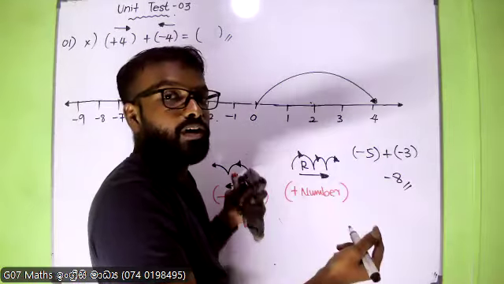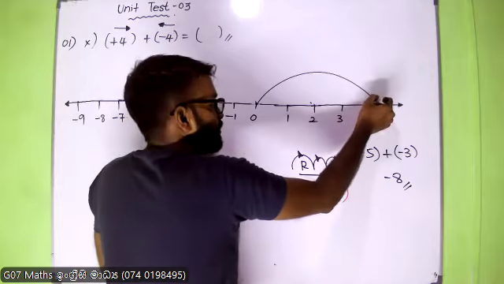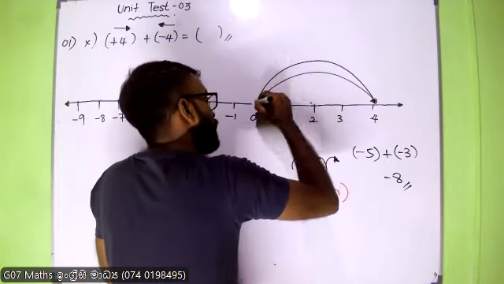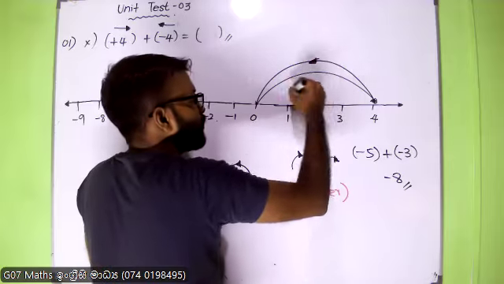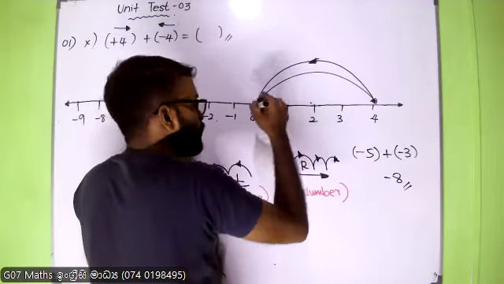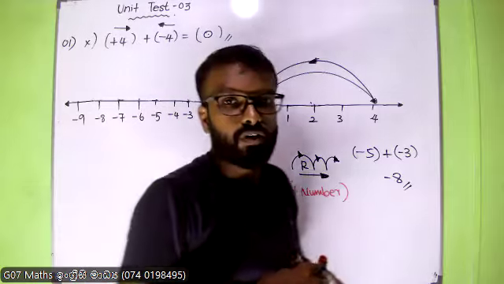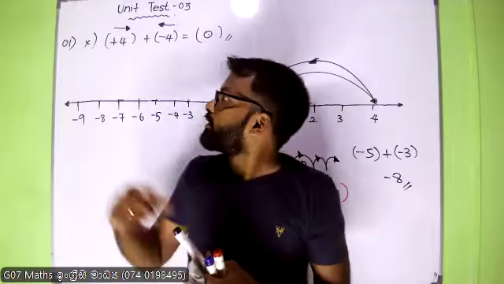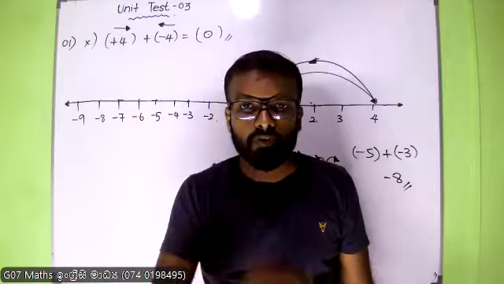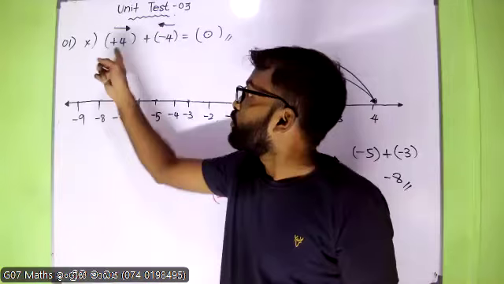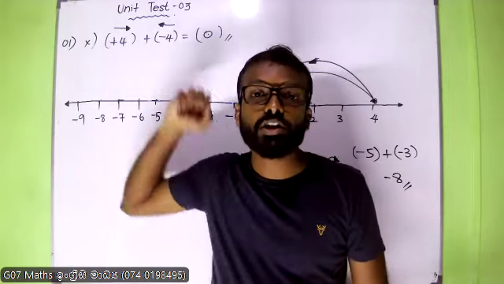Again, to the left hand side, again 4. So you have to jump to the place where you were. Positive 4, negative 4. Your answer is 0. So how do we do that? Two different signs, same number. Two different signs, same number. Your answer will be 0.